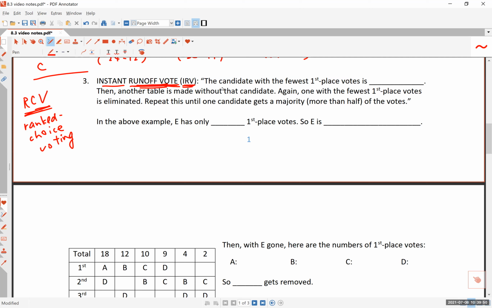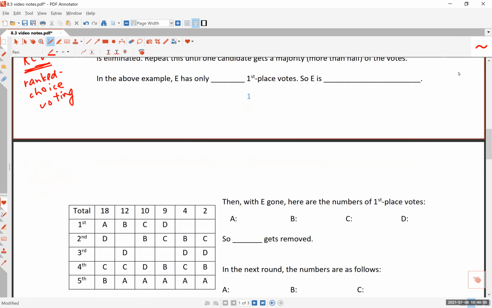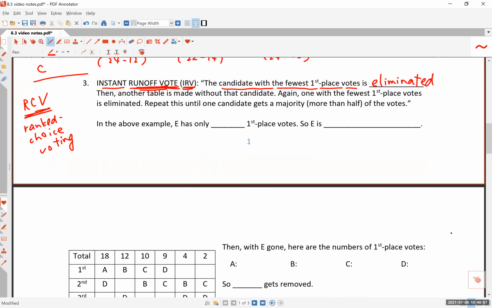in which the candidate with the fewest first place votes, what's going to happen to that candidate? Of course, the person is eliminated. So in our preference schedule, which you'll see here in a moment, the candidate with the fewest first place votes is going to be eliminated, removed, taken away from the chart.